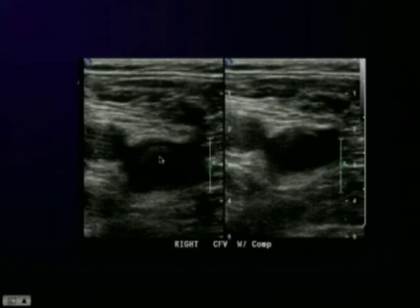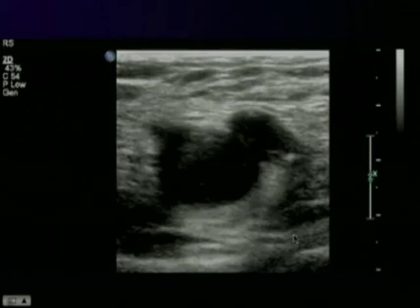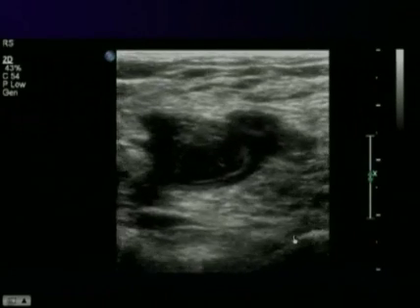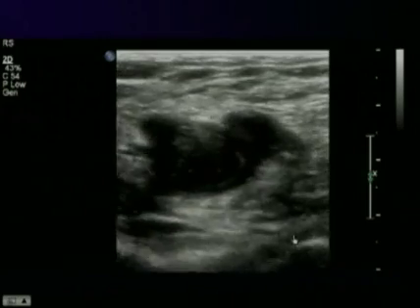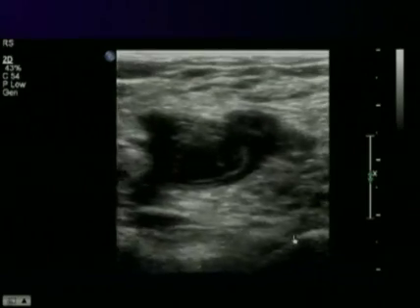Now, sometimes the echoes are not easy to see, and this is why compressibility is the important part of the study. This is an image from the right common femoral vein. This was taken before compression. We see a little bit of echoes here, but nothing in here. But with compression, you see that we cannot completely coapt the vein walls because there is thrombus within its lumen. Here is a video of that same patient, and you can see that with compression, you can see the thrombus a little bit more easily.